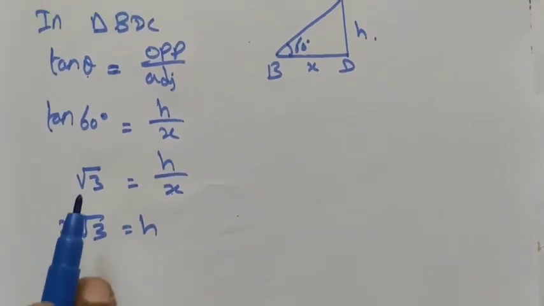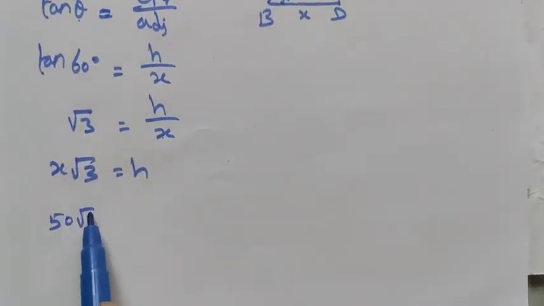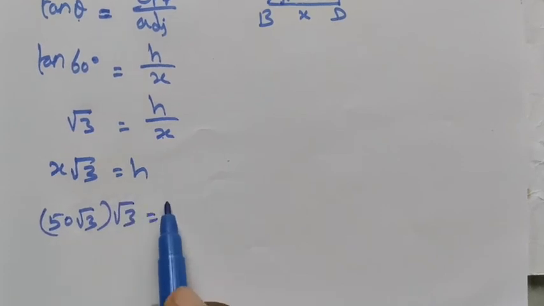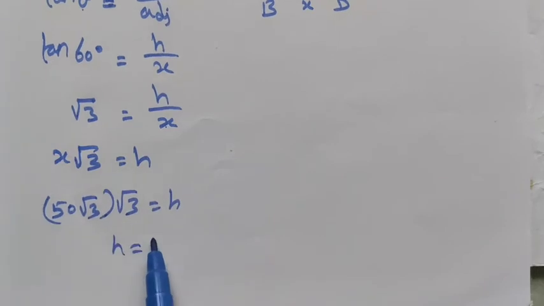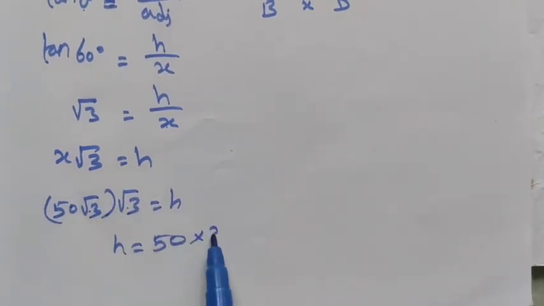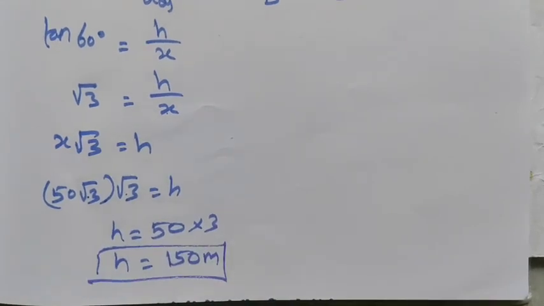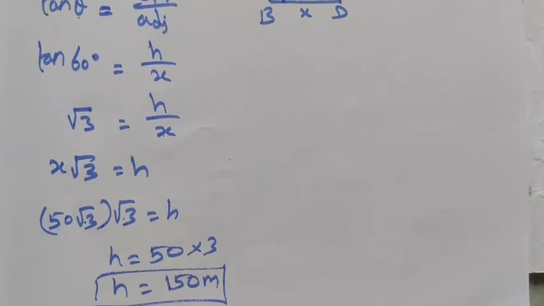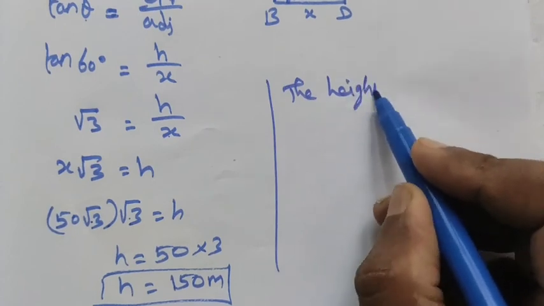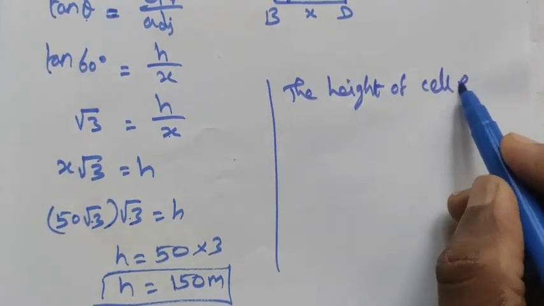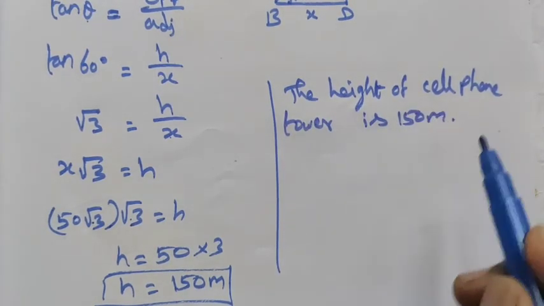Then X, just now we have found out that is 50 root 3. Now in the place of X I am going to apply the value: 50 root 3 into root 3 is equal to H. Root 3 into root 3 is 3. Then H is equal to 50 into 3, that is H is equal to 150 meter. The height of the cell phone tower is 150 meter. Therefore, the height of the cell phone tower is 150 meter.